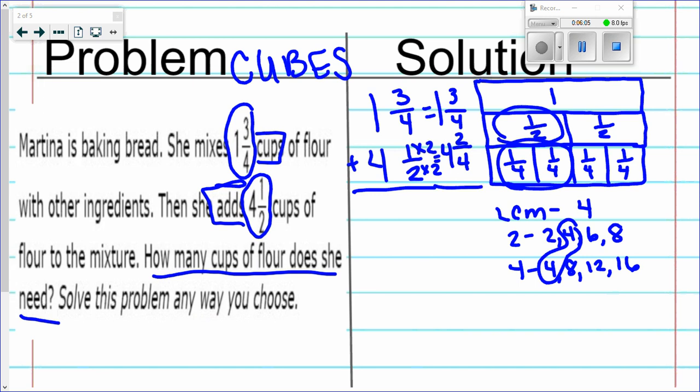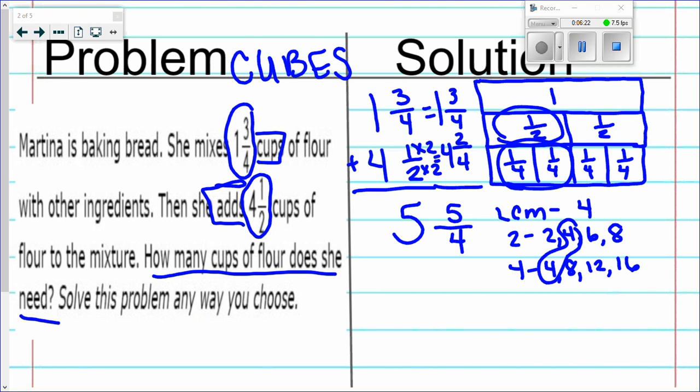And now I'm ready to add. So I'm going to add my fractions together. The numerators I add, the numerator becomes 5. My denominator stays the same. And then I'm going to add my whole numbers. So I get an answer of 5 and 5/4.